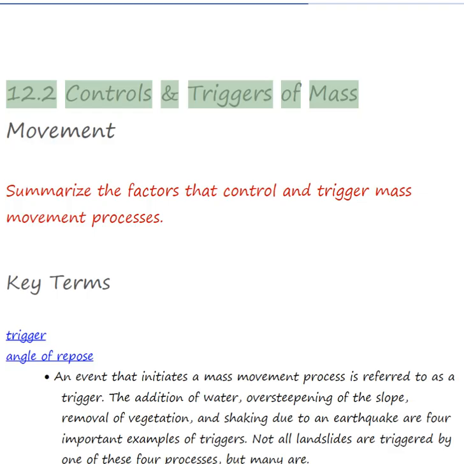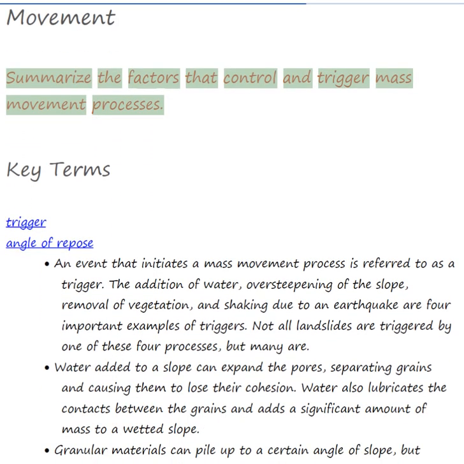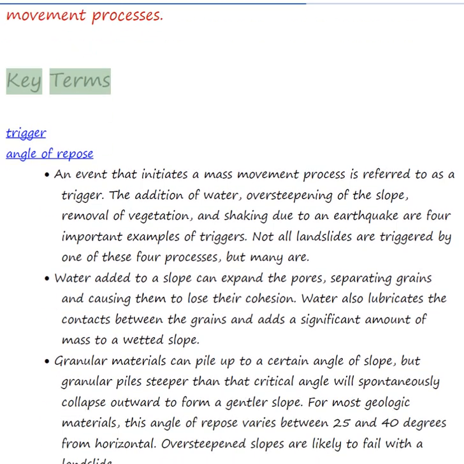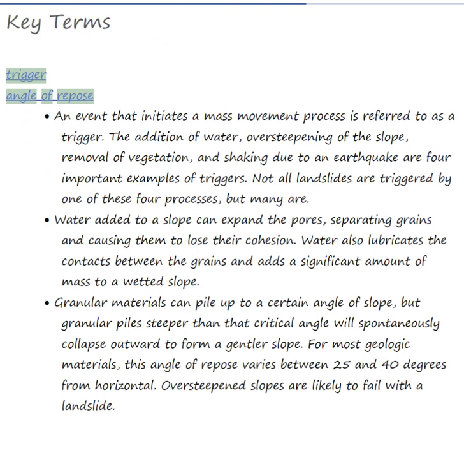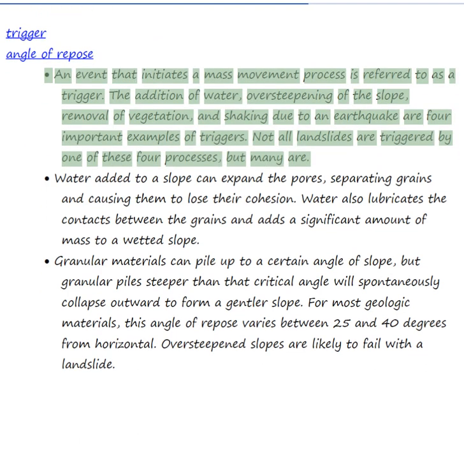12.2 Controls and Triggers of Mass Movement. Summarize the factors that control and trigger mass movement processes. Key terms: trigger, angle of repose. An event that initiates a mass movement process is referred to as a trigger. The addition of water, oversteepening of the slope, removal of vegetation, and shaking due to an earthquake are 4 important examples of triggers. Not all landslides are triggered by one of these 4 processes, but many are.